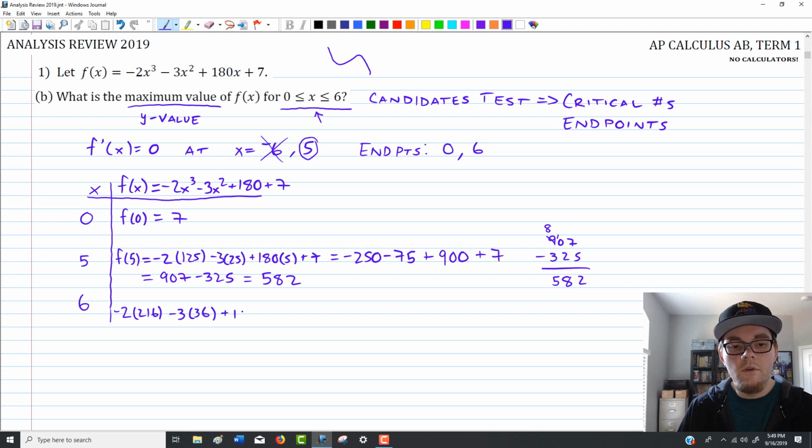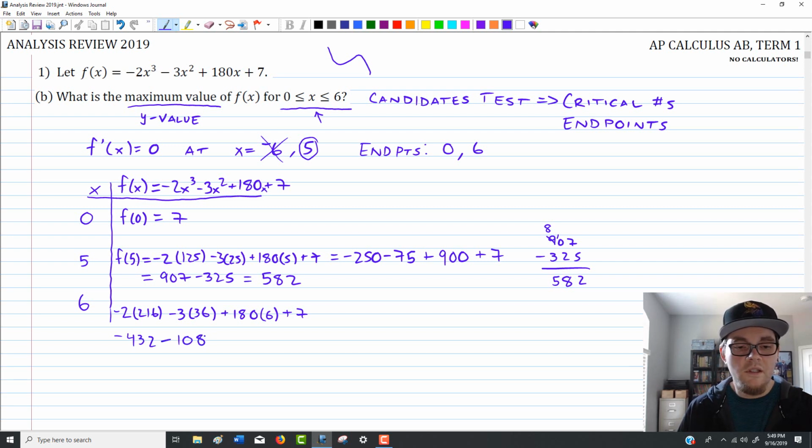It'll be helpful to know some multiplication facts. Plus 180x, and I dropped the x there. Fortunately, I didn't screw it up there. 180 times 6, that's not going to be fun, plus 7. So down here, we're going to get -432. This will be minus 108.